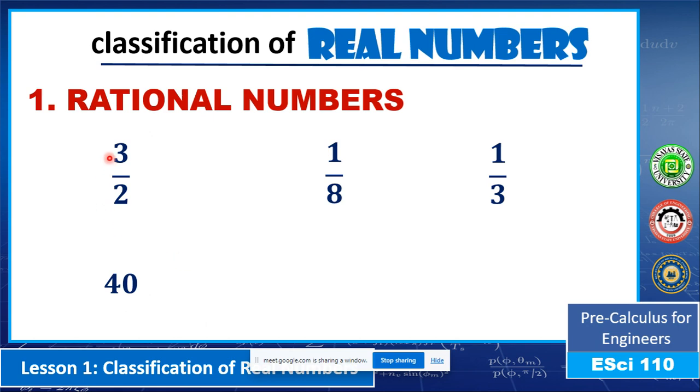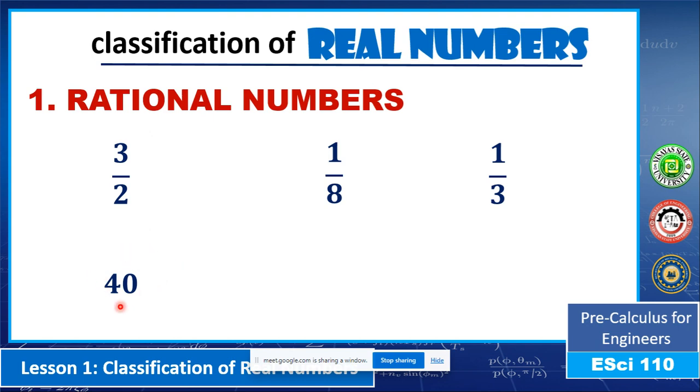So of course, we have 3/2, because we know that the numerator 3 is a positive integer, and the denominator 2 is a positive integer as well. The next one is 1/8. Of course, both the numerator and the denominator are positive numbers. And then next, we also have 1/3. So it is a ratio of two integers. But sir, how about this one?